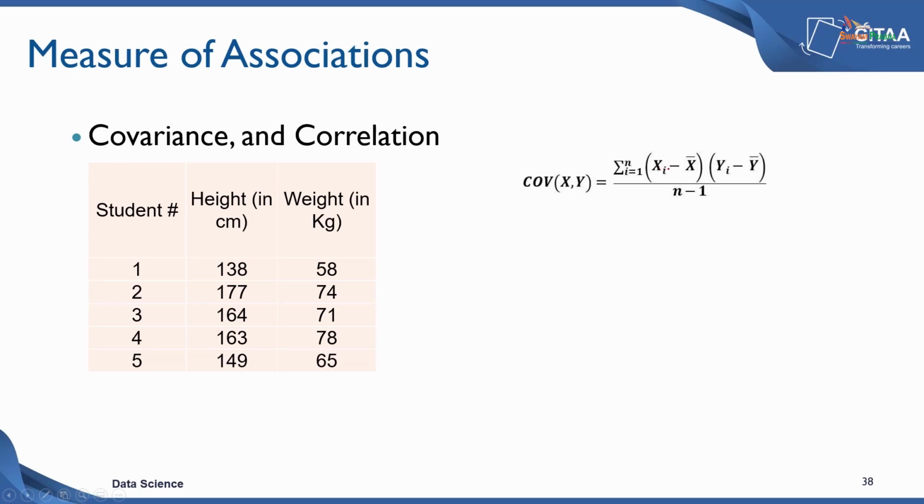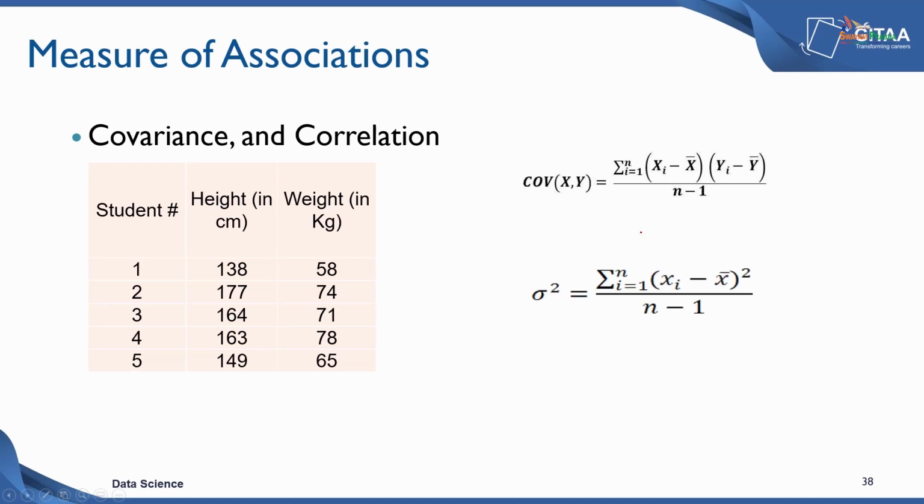When the height of an individual varies from the mean value of all the heights that we have, how much does the weight of that same individual vary from the average weight of all the data that we have? So essentially it tries to understand, as the height of an individual moves away from the mean value, how does the weight of the individual move away from its own mean value? So it's understanding the movement of two different variables away from their mean values, and a quantification of that divided by n minus 1 to get an average value.